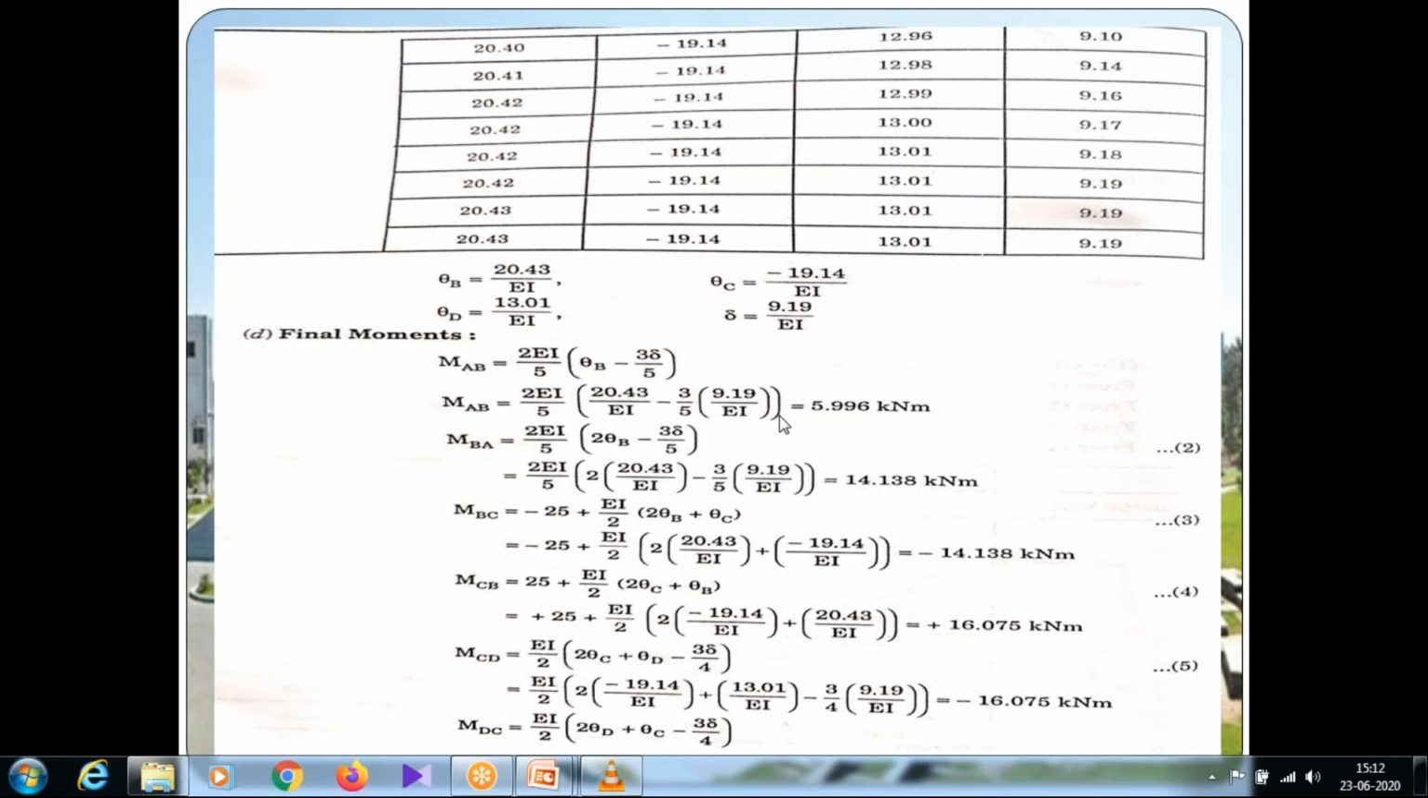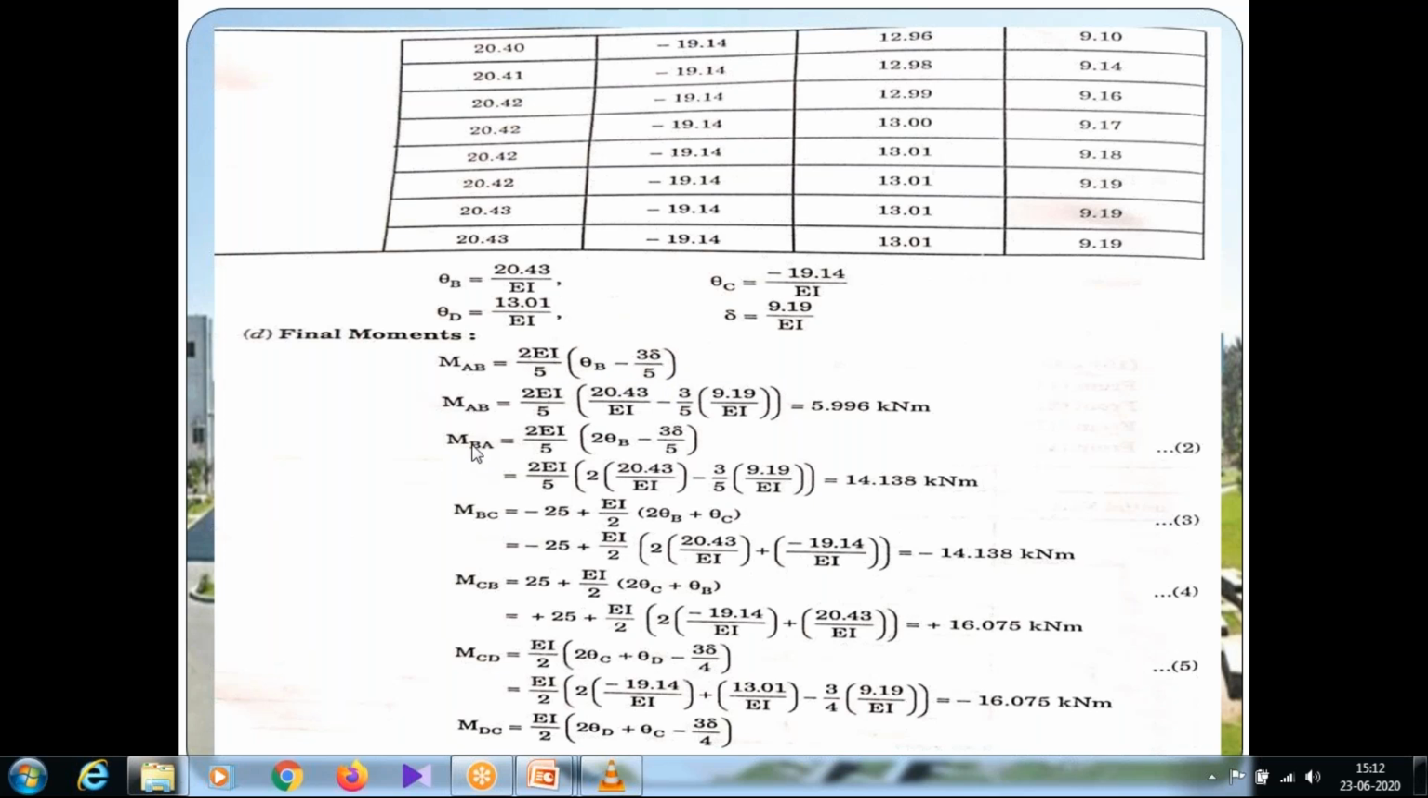On solving this, we are getting MAB as 5.996 kilonewton meter. Since joint A is fixed support, there will be a moment, that moment is MAB, and we are getting a value of 5.996 kilonewton meter. Similarly, at joint D we have a hinged support, so no moment will come there, so MDC will be 0. We can check whether we are getting MDC as 0 or not.